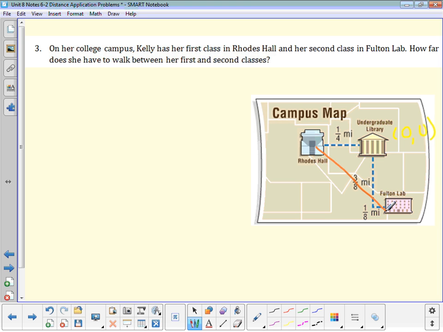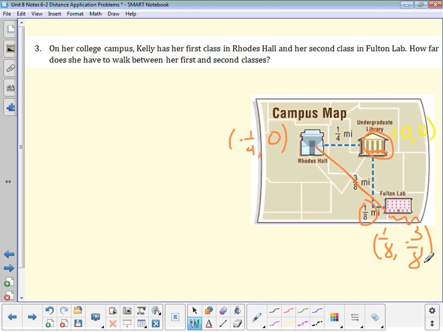Okay, so I know that she's going to have to go over 1/4 of a mile from the undergrad library. She's going left 1/4. So that's negative, but she's not going down any. So my y is going to stay at 0 because she's not going up or down any. Now, to get to the Fulton Lab, from the library, she is going over 1/8. And she's going down -3/8.